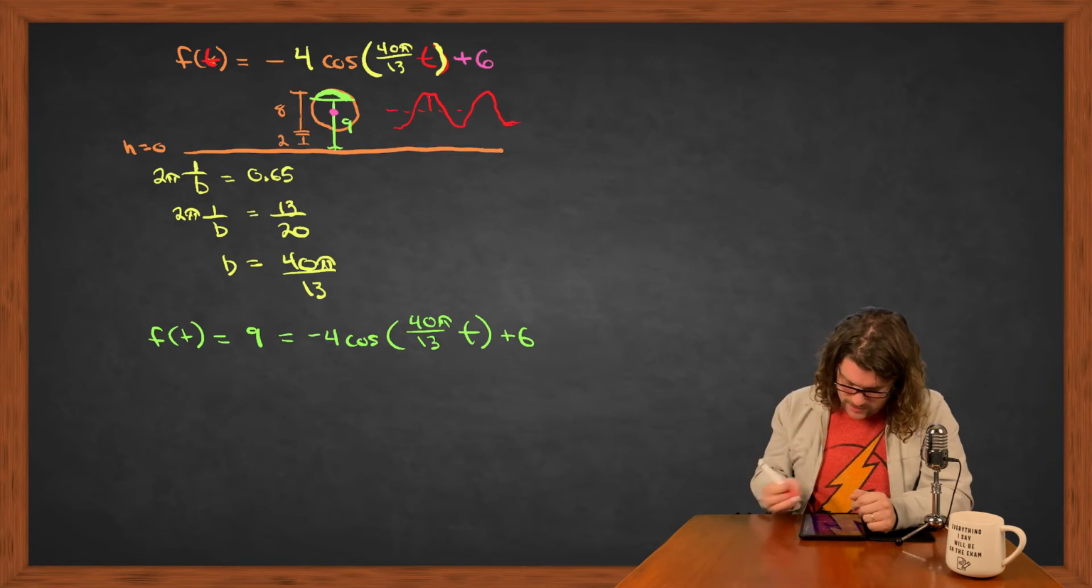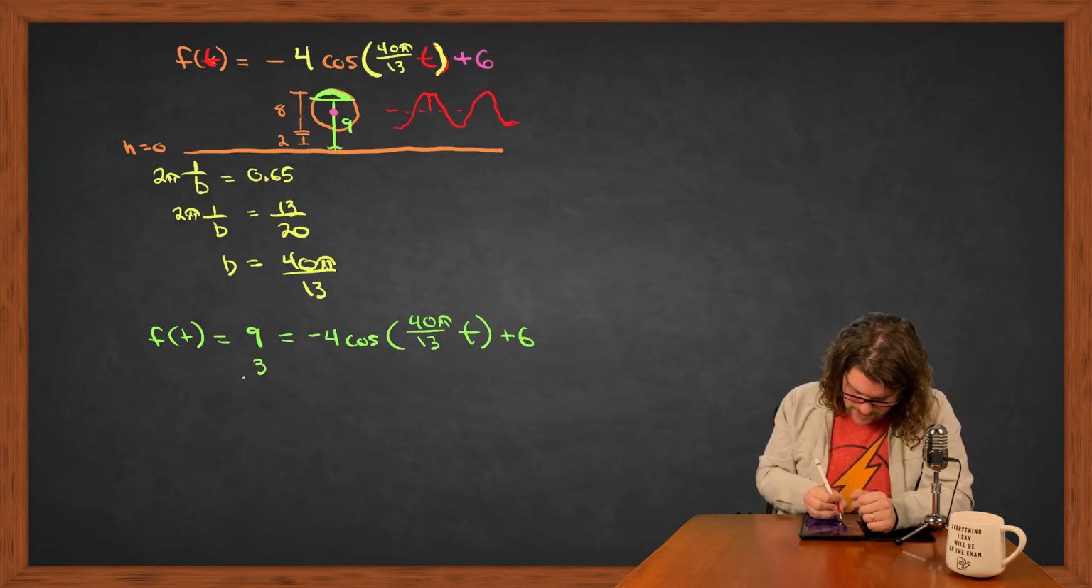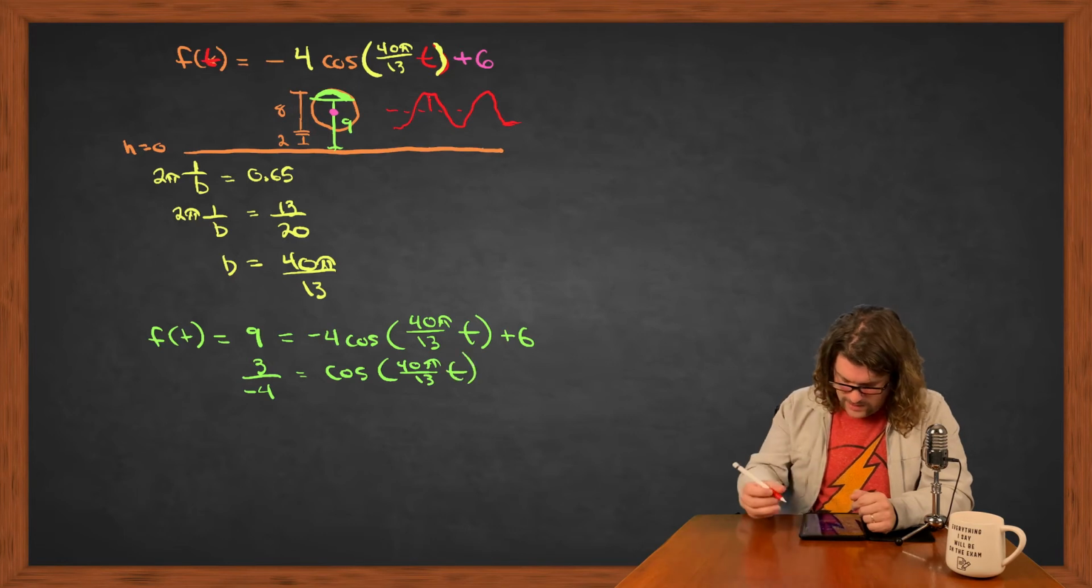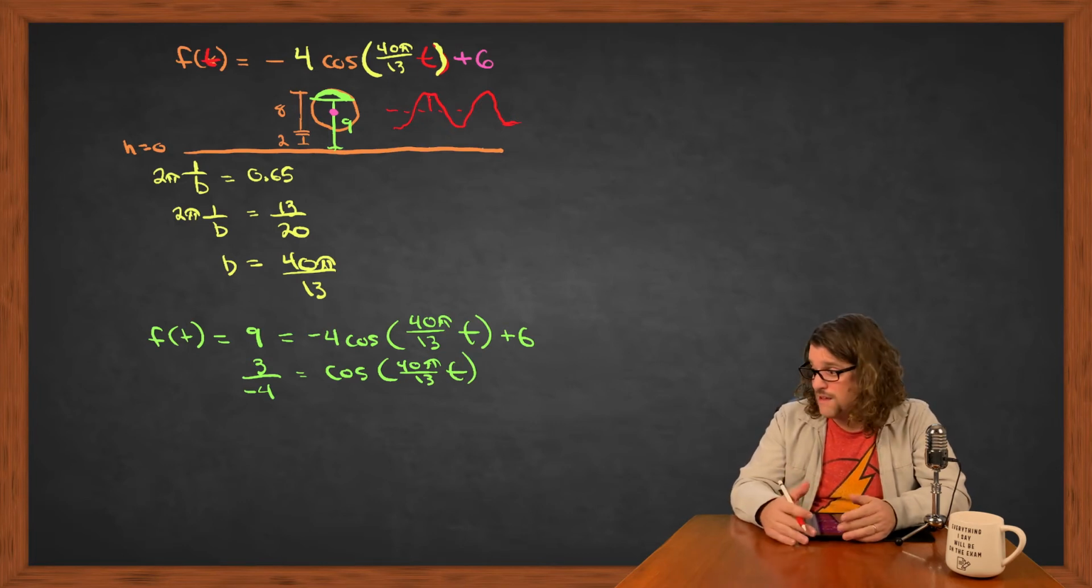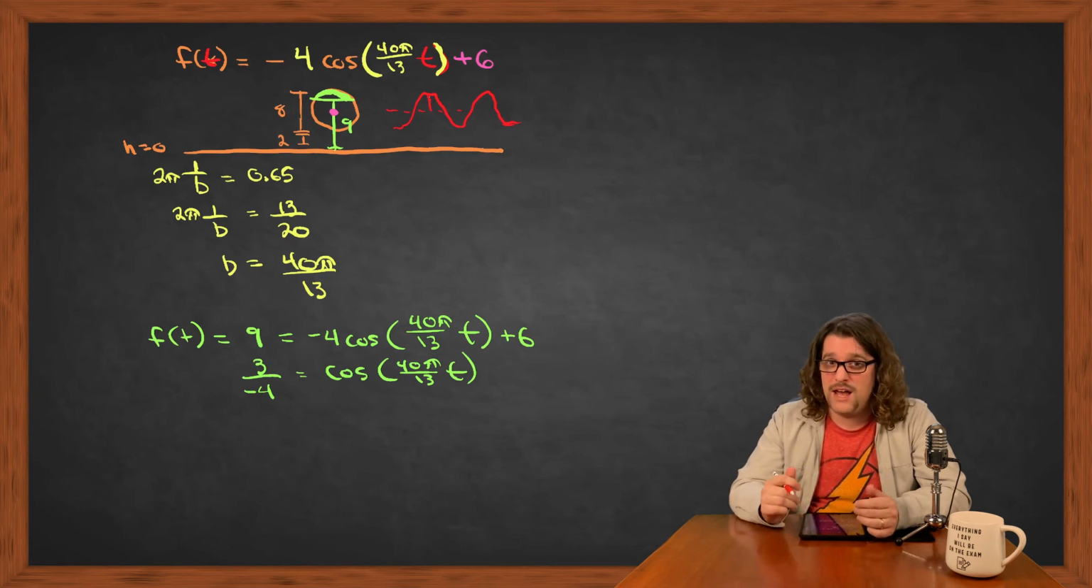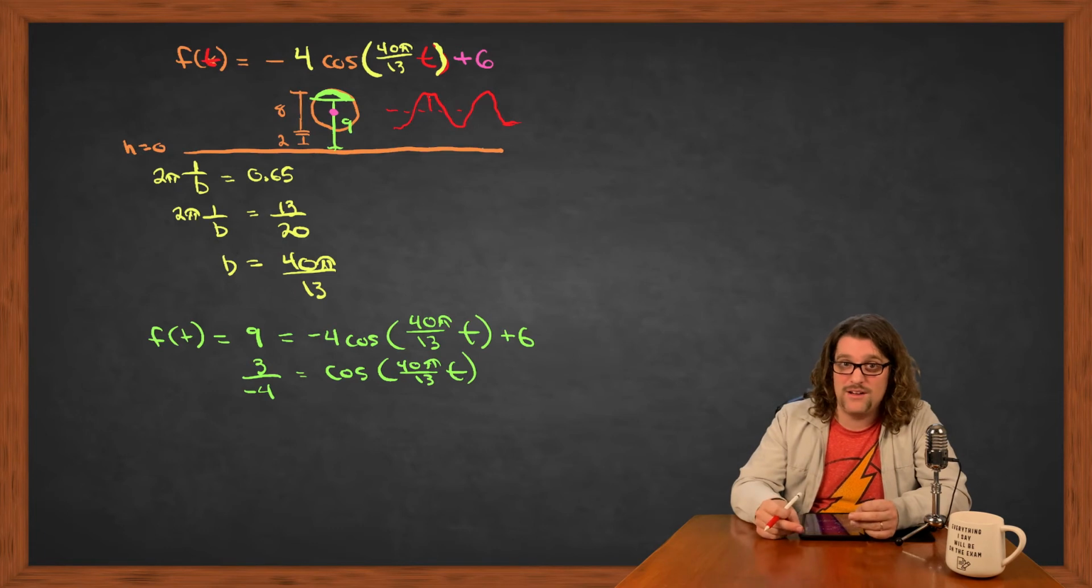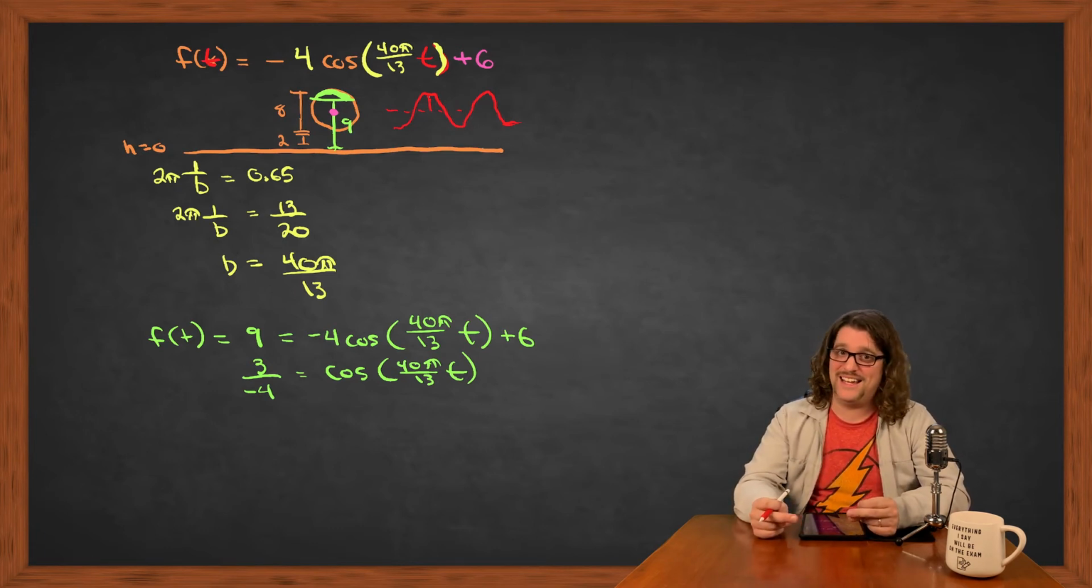And so I'm going to subtract 6 from both sides, which will give me 3, divide by negative 4, and say that's equal to cosine of 40 pi over 13 t. And then what I'm going to do from there is perform the inverse cosine calculation. Now, I'm going to have to use another little snap, because I forgot my calculator. And that's kind of awkward. So we're going to get that calculator back in just a moment.